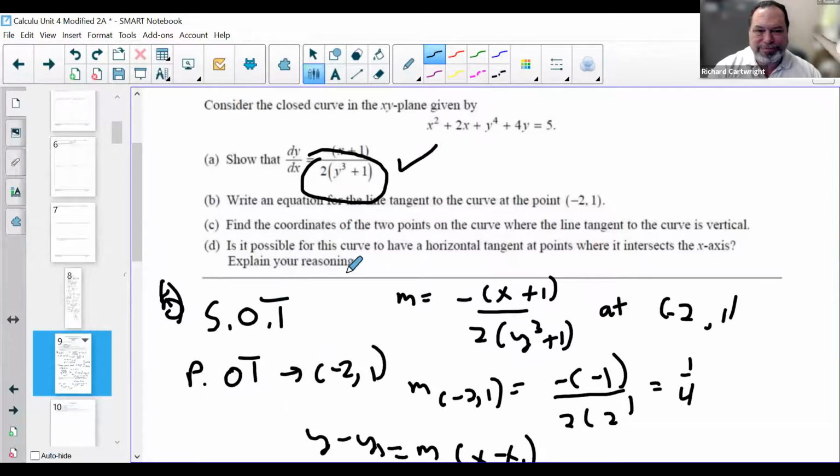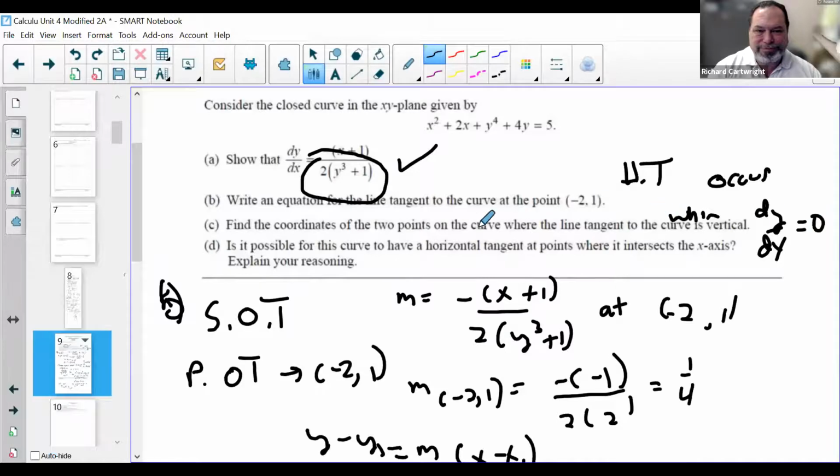Is it possible for this curve to have a horizontal tangent? I don't know. How do I prove it? Well, just a side note up here. Horizontal tangents occur when the derivative is 0.